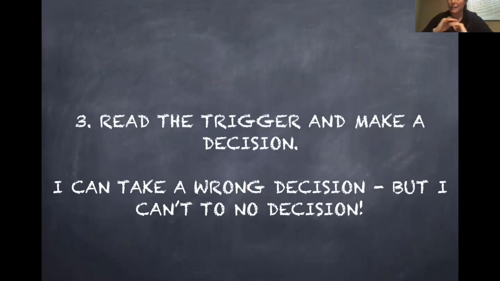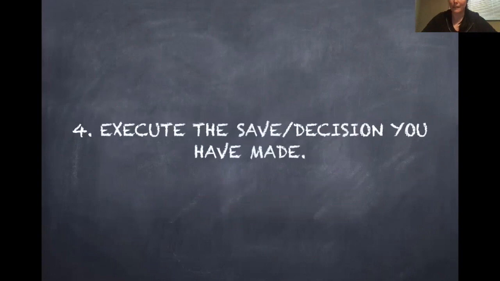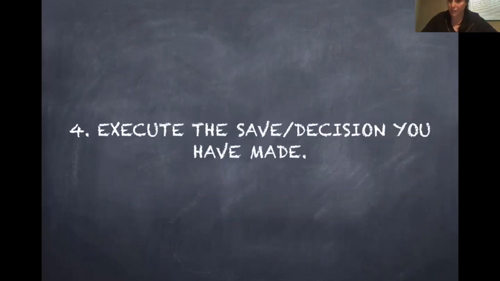Okay? Now, I can take a wrong decision. You're going to make wrong decisions, and that's okay. What you want to avoid is not making any decision at all. Okay? You try not to be indecisive. Make a decision and make it with confidence. You make a wrong decision, learn from it, move on. You make a right decision, learn from it, and move on. And finally, you're going to execute the save or the decision that you've made. Okay, so is it you climb, is it you set, you make the save, whatever it is.